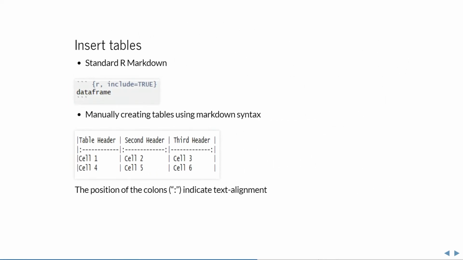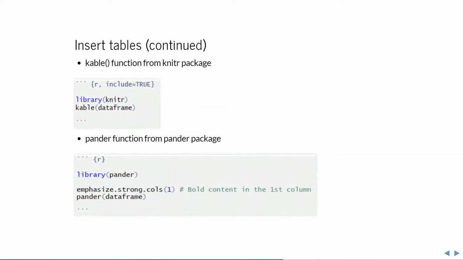And then there are 4 different ways of inserting tables. I'm sure there are more, I'm showing you 4. So the first one is to generate it via code. And the second example is to manually create tables using Markdown syntax. I'm not sure if you got a cheat sheet during the first coffee break, but the example was there. I just want to highlight that the colons specify the text alignment. So the first example will be left aligned, the middle one centered, and the right one will be right aligned. You can also use the kable function from the knitr package or the pander function from the pander package.